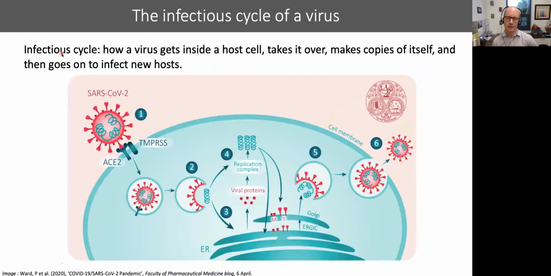The infectious cycle is exactly what it sounds like. It's the process of a virus getting inside a host cell, taking it over, making copies of itself, and then those copies going on to infecting new host cells. Each virus has its own particular infectious cycle. Here I'm showing a schematic for SARS-CoV-2. So the red structure up here is the virus. The green sort of oval down here is meant to represent the cell that it's infecting. And all of these different numbers are steps along the way that we're going to discuss here in a second.